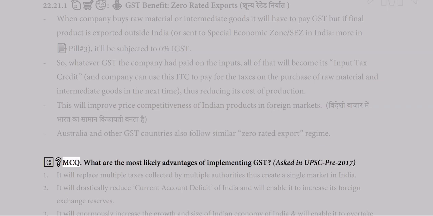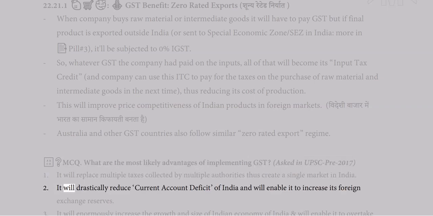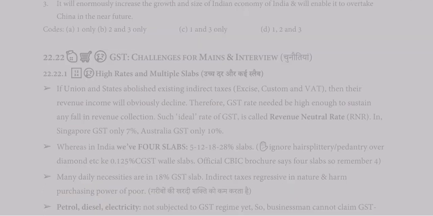MCQ. What are the most likely advantages of implementing GST? Asked in UPSC Prelims 2017. 1. It will replace multiple taxes collected by multiple authorities, thus create a single market in India. 2. It will drastically reduce the current account deficit of India and will enable it to increase its foreign exchange reserves. 3. It will enormously increase the growth and size of the Indian economy and will enable it to overtake China in the near future. Codes: A, 1 only; B, 2 and 3 only; C, 1 and 3 only; D, 1, 2 and 3.